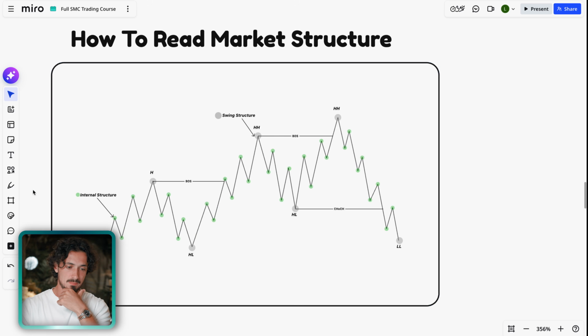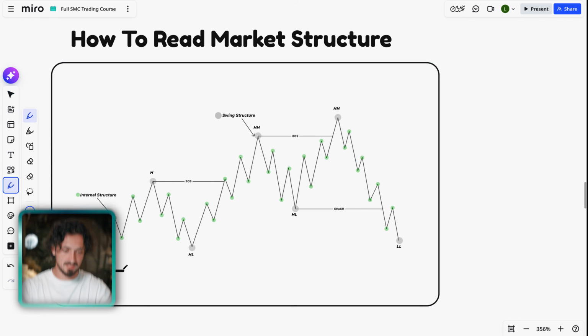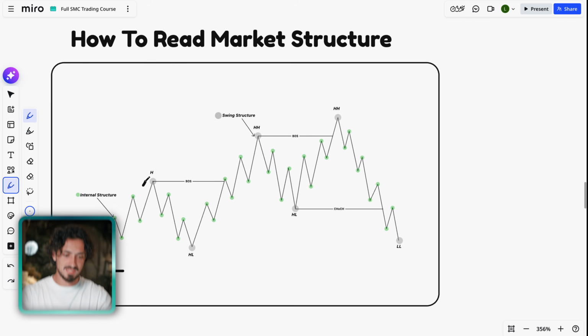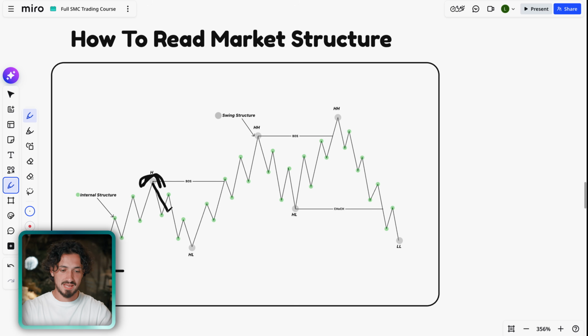Okay, but how do we determine that? So first of all, you must map your swing structure, which is your external swing points, right? So we have a low down here. Is this the external? No. Is this the external? No. Is this the external? No. Is this external? Yes, because this is a swing where we actually have a significant pullback. And again, is this the swing low? No. Is this a swing low? No. Is this a swing low? Yes. Why? Because this is the lowest point that price reached before we broke structure.